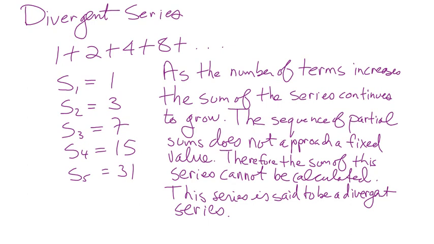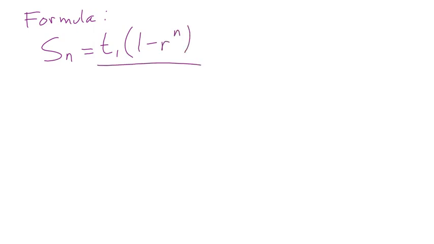Okay, good. I'll pause that while you write it. Okay, so the sum, S sub n, is t1 times 1 minus r to the n over 1 minus r. That's the sum of a geometric series. Yeah, got that one.